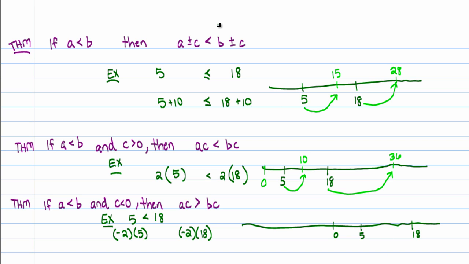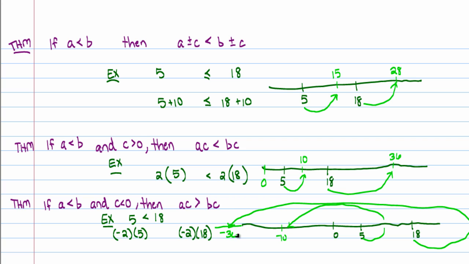Now let's suppose I multiply 5 not just by 2, which would double the distance, but by negative 2, which not only doubles the distance, but flips it way over to the other side. So 5 gets multiplied by 2 to become 10, but then the negative takes it and flips it all the way over to negative 10. 18 gets multiplied by negative 2, so it shoots all the way over to 36 first, but because it's negative, it hops all the way over here to negative 36.